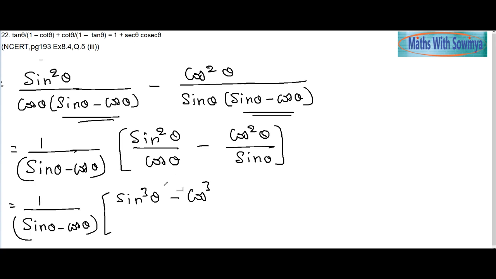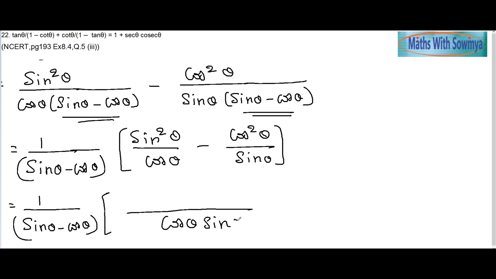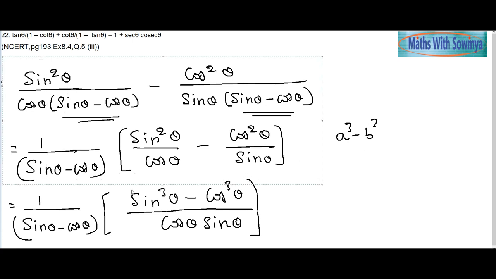If you want to know in detail, we can get the LCM as cos theta sin theta. So cos theta goes to the numerator for the first term, so you will get sin cube theta. Here sin theta goes, cos theta goes to the numerator, so we are going to get cos cube theta. This is of the form A cube minus B cube. So we know the formula of A cube minus B cube, and we will apply the formula.